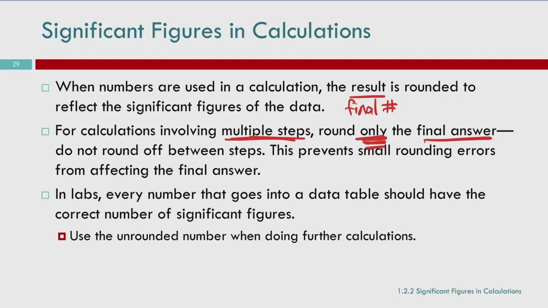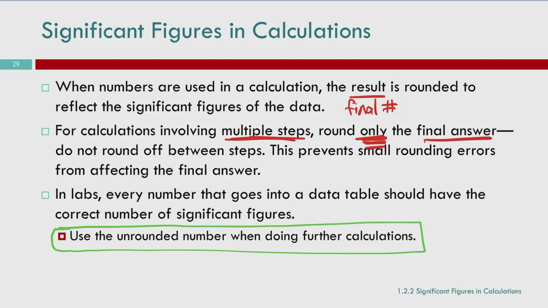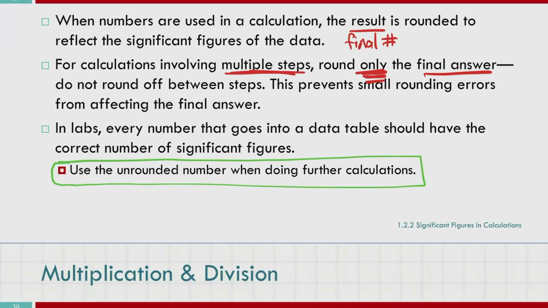For labs, every number that goes into a data table should have the correct number of significant figures. So we'll put it into the table with the correct number of significant figures. And then if we use it again for another step, we're going to use the unrounded number. So if it goes into a table for reporting a value, we want the correct number of significant figures. When using calculations, we want to use the unrounded number wherever possible so that we don't have rounding errors.